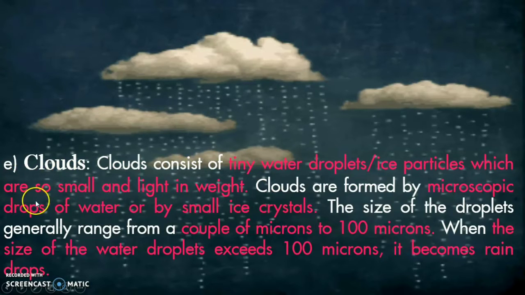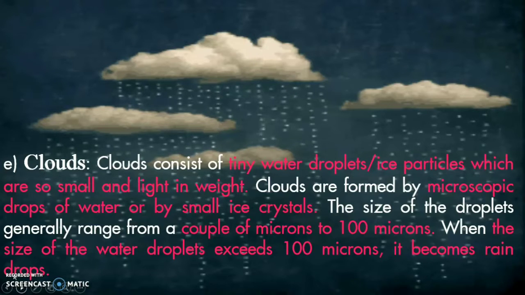So, children, clouds consist of tiny water droplets or ice particles which are so small and light in weight. To say more accurately, they are microscopic drops of water, which means they are very, very small, and small ice crystals. See, children, the size of the droplets generally range from a couple of microns to 100 microns. Now, what are microns? Microns are a unit of length equal to 1/1,000,000th of a meter.